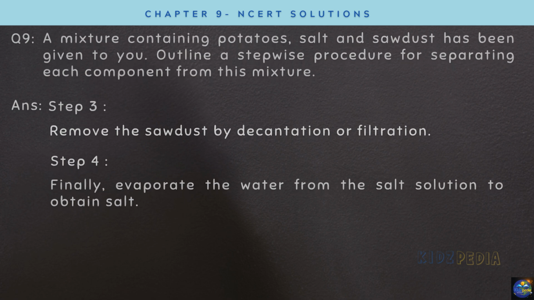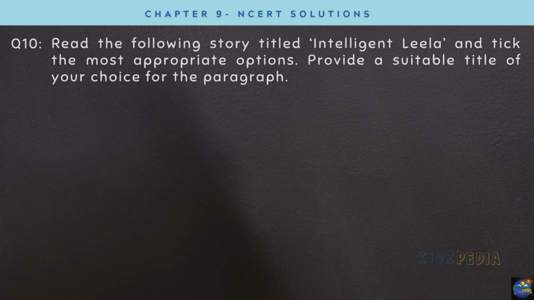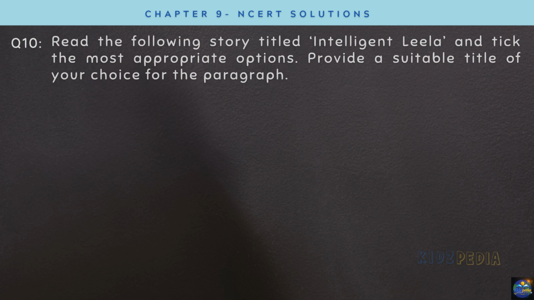Next question. Read the following story titled Intelligent Leela and tick the most appropriate options. Provide a suitable title of your choice for the paragraph. So, we need to read the paragraph carefully. Wherever there are two choices, you must choose the correct word that makes the sentence meaningful and scientifically correct. After reading the full story, think about the main idea of the paragraph and write a short title.